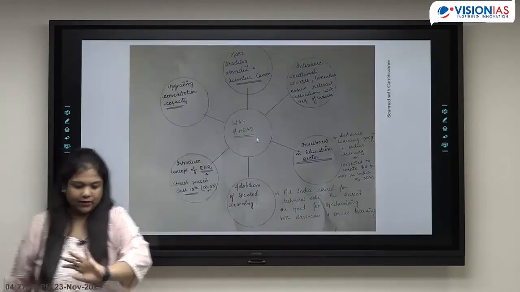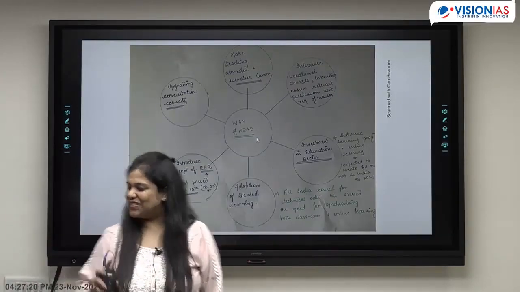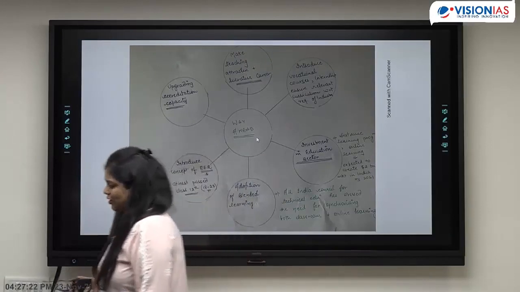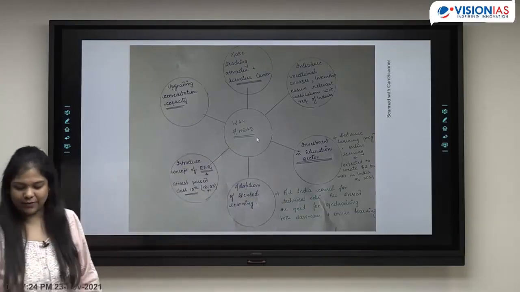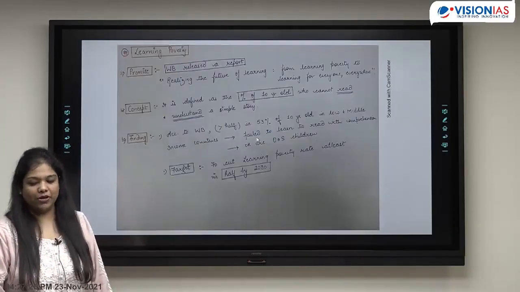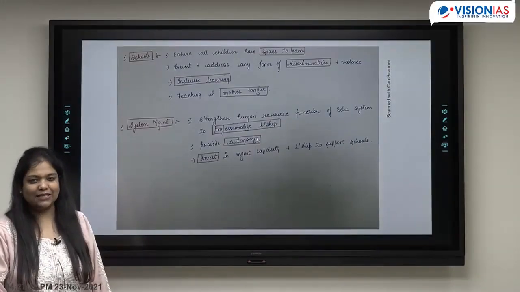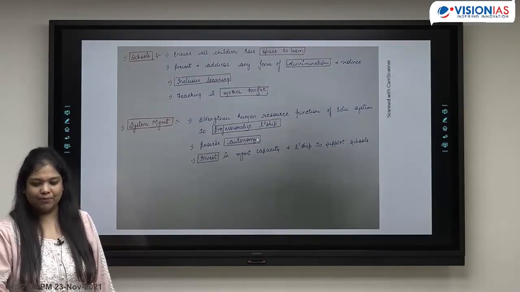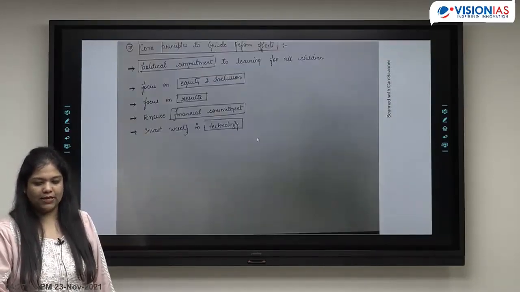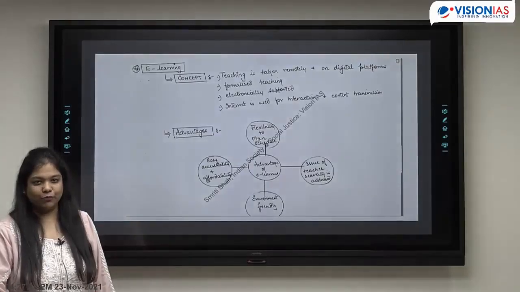Is that very clear? We still have topics left. So I will provide you the content. Let me just tell you. This is learning poverty. So COVID-19 vis-a-vis learning poverty, as in it is the share of 10-year-olds who are not able to read and comprehend a simple story. Okay. Then we have the concept of digital divide.